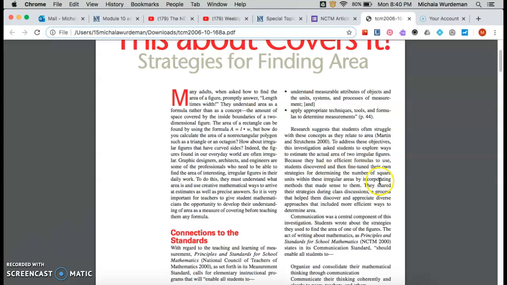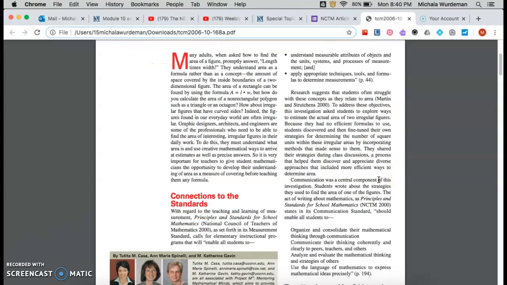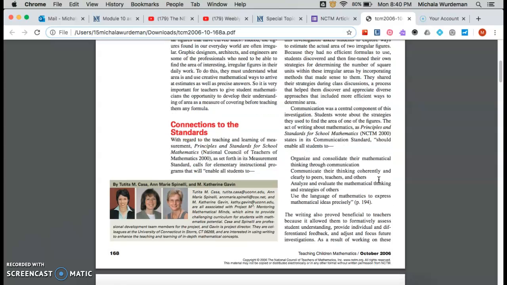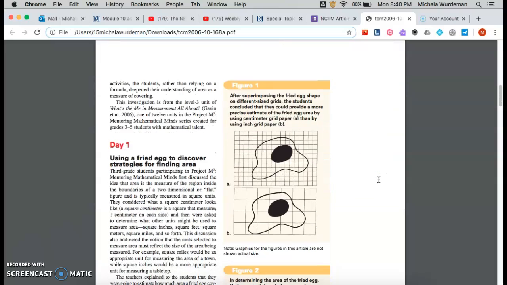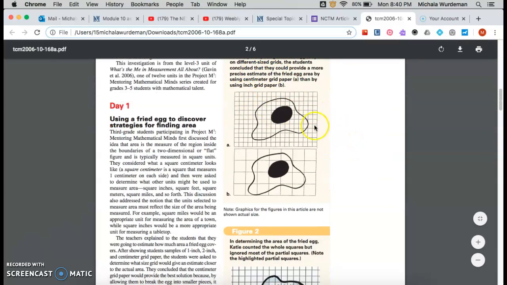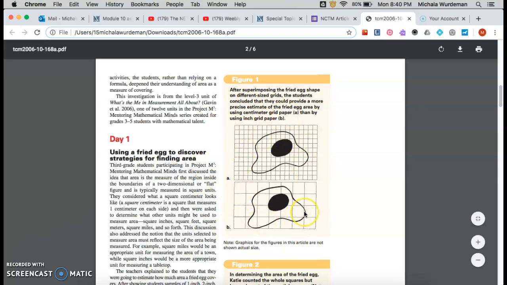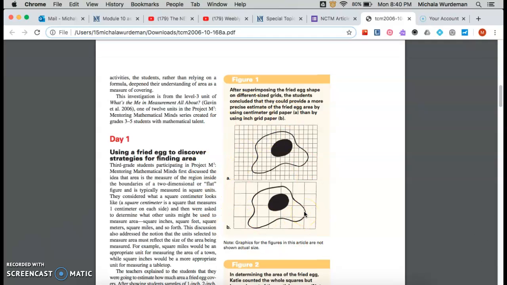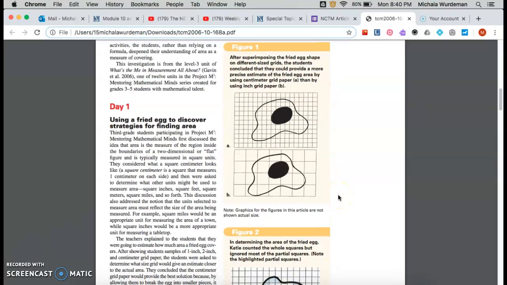They wanted them to be able to find it out on their own, and they were mostly focusing on irregular areas, so students really had to focus on how they were going to come up with the area to their problem. So on the first day, they were looking at a fried egg, as you can see in the pictures here, and teachers were talking to their students about what is going to make more sense to find the area, centimeter square units or inches. And they were discovering that they were going to be more accurate with the smaller squares because they could be more precise on exactly what their area was.